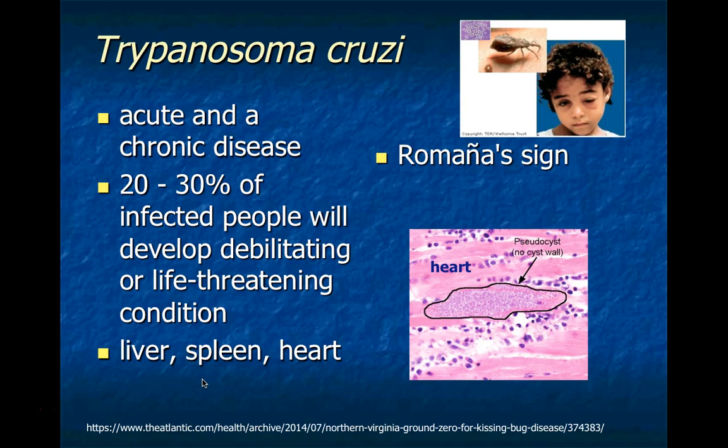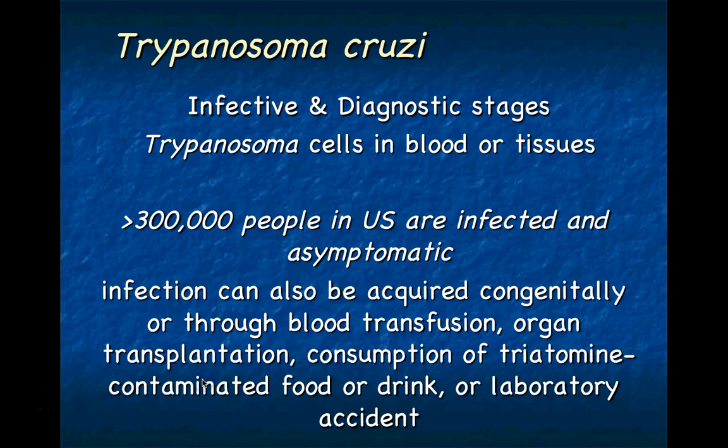The URL at the bottom of this slide is an article from 2014 indicating that Northern Virginia has seen a tremendous increase in the prevalence of American trypanosomiasis, in large part because of changes in population and international travel. The infective and diagnostic stages of Trypanosoma cruzi are the trypanosoma cells in blood or tissue. It's estimated that 300,000 or more people in the United States are infected and asymptomatic, without any noticeable symptoms. The only thing in their history might be travel to certain parts of the world or getting bitten by that particular vector.